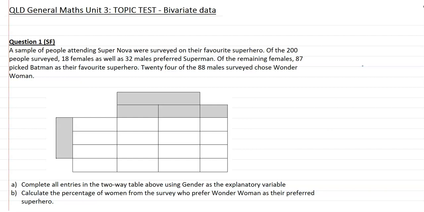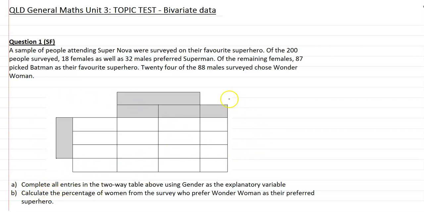We've got a sample of people attending Supernova and they were surveyed on their favourite superhero. Of the 200 people surveyed, 18 females as well as 32 males preferred Superman. Of the remaining females, 87 picked Batman as their favourite superhero, and 24 of the 88 males surveyed chose Wonder Woman.